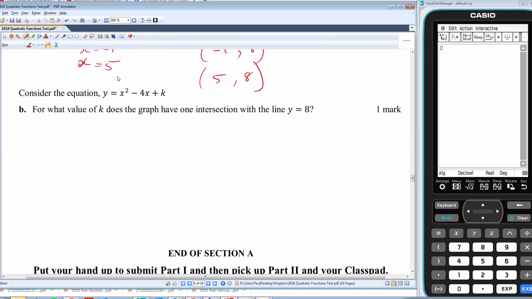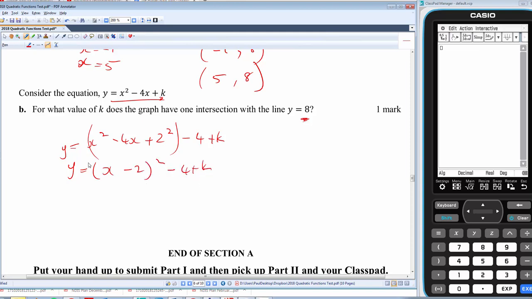Right, so this one here, for what values of k does it have one intersection with a line? Now there's a couple of ways of doing this. What I quickly did here was I completed the square on this. So what I did was I got it into turning point form. So I go x squared take 4x, halve it, square it, and add it, and subtract it. Alright, y equals x take 2 all squared take 4 plus k.